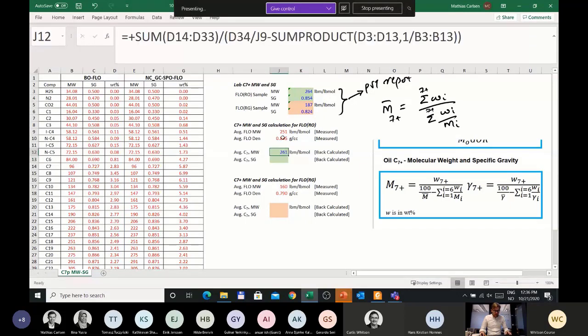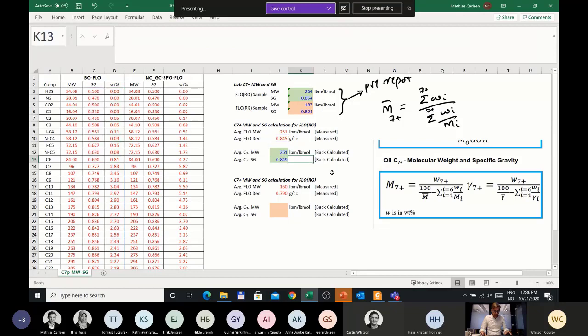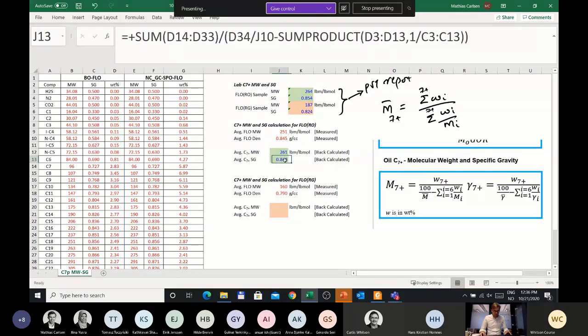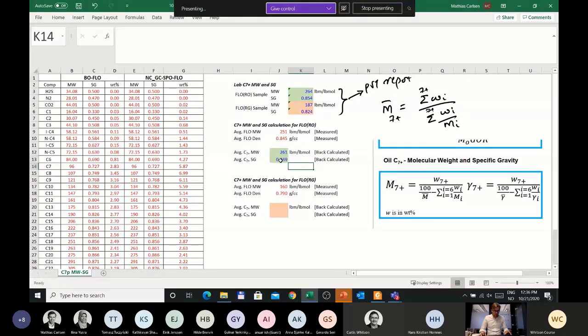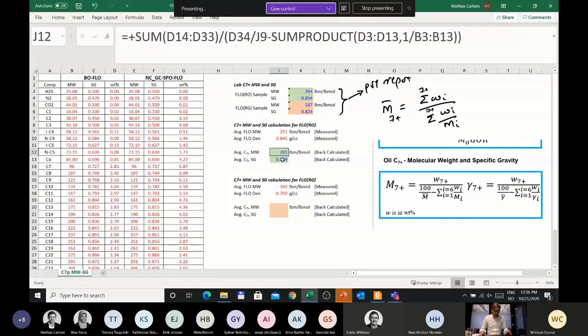261 is what we get, and it's actually the exact same formula, or the function is the same. We just have to change the molecular weights with the specific gravities, I think. Yeah, and we get 0.849 as the back calculated values. And we can first of all compare the difference. So the molecular weight of C7 plus here is 261 versus the calculated with Katz's (Gatsby) body 264.